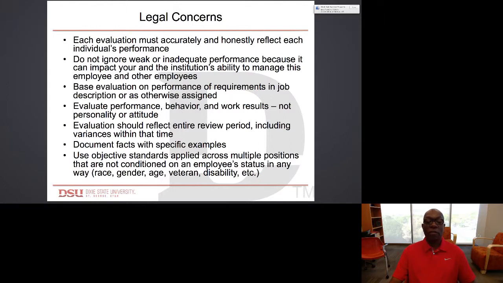Evaluate performance, behavior, and work results, not personality or attitude. Evaluation should reflect the entire review period, including variances within that time. Document facts with specific examples. Use objective standards applied across multiple positions that are not conditioned on an employee's status in any way, i.e., race, gender, age, veteran status, disability, etc.